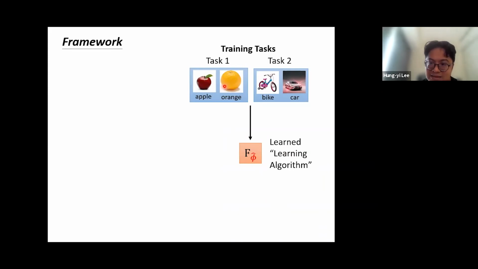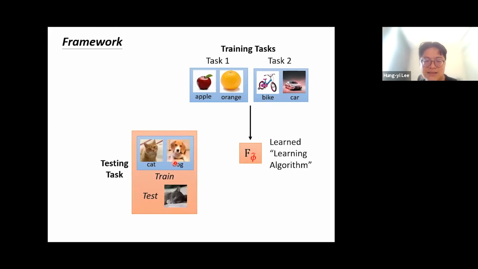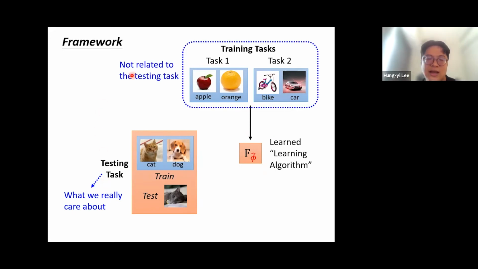After we have some training tasks, and based on the training tasks, we have a learning algorithm, then we can start to use this learning algorithm. So you have a testing task, which is dog and cat classification. And this testing task is something you really care about. It's the problem you really want to solve. And this training task does not really have to be related to the testing task. For example, your testing task is a binary classification problem. Your training task can be any other binary classification problem. They do not have to be related to cat and dog classification.